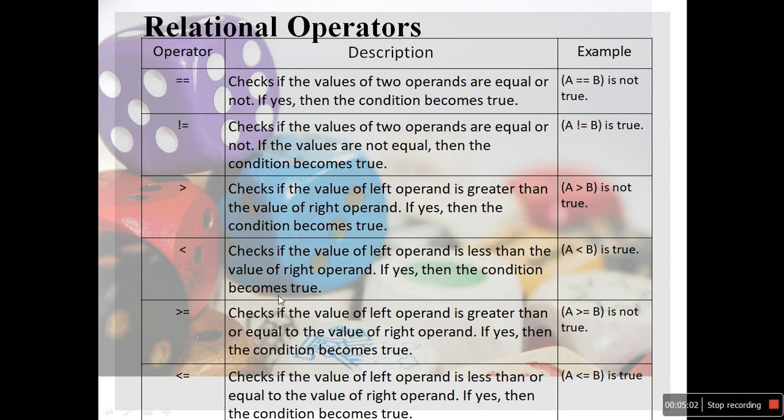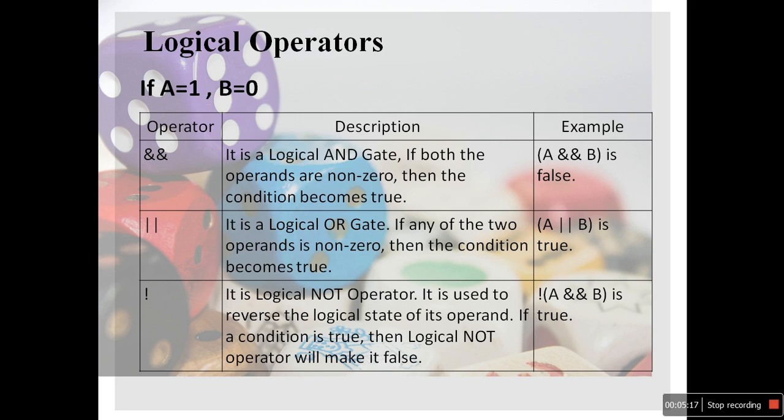Our next are greater than and less than. As we know, both of them work as expected. Next are greater than or equal to and less than or equal to. The description is here. Okay, from the next operator category, we will go to logical operators.